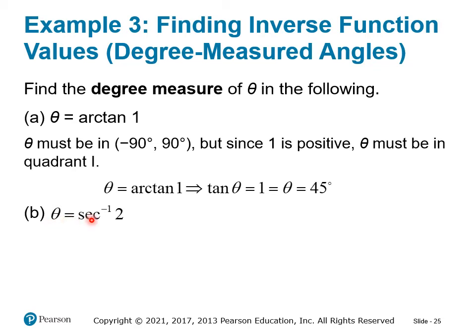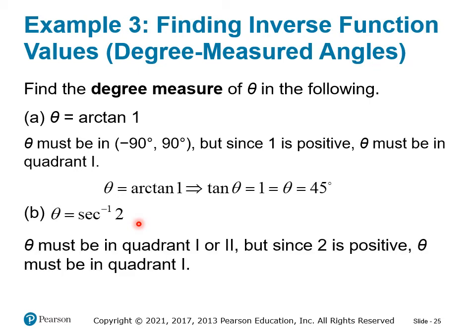Here we have theta equals the inverse secant of 2, which is saying that the secant of theta equals 2. Secant is the reciprocal of cosine, and so we're in quadrant 1 and quadrant 2, and since 2 is positive, we are in quadrant 1. So we get the secant of theta equals 2. We can plug this into our calculator, and indeed we would get, actually we can't plug that into our calculator.